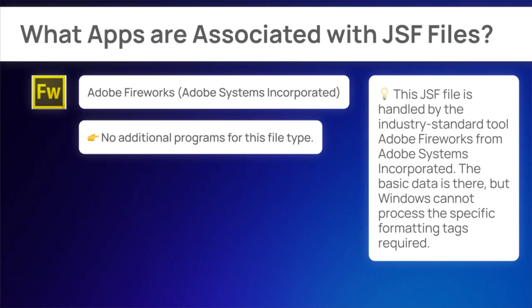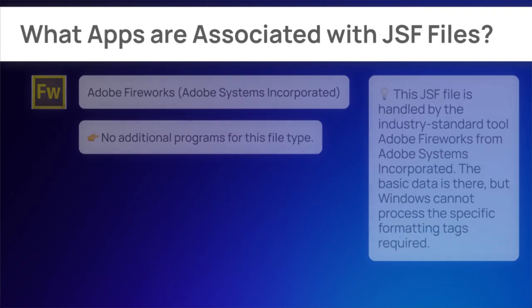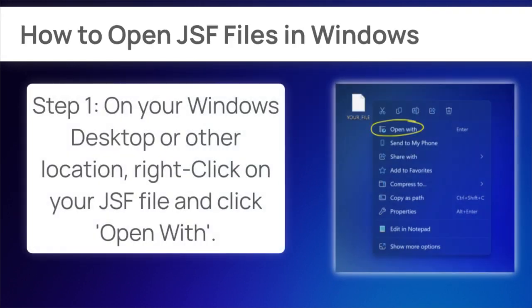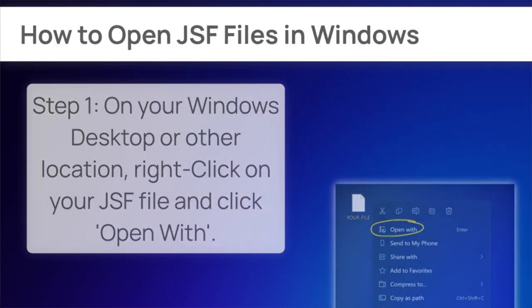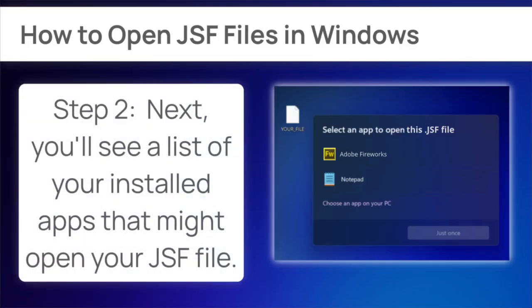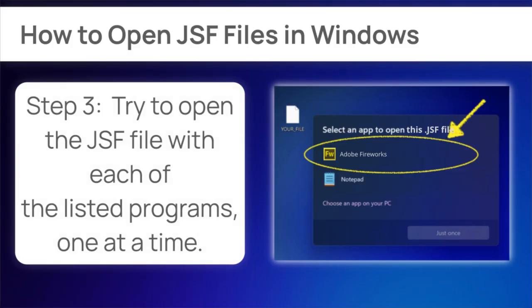The operating system generally only reads the file's header information, not its full content. Windows does not convert script code into action, so it must be run through suitable software. Let's verify the file's compatibility against known readers. Right-click the JSF file and select Open with. Test Adobe Fireworks if it appears. If not, choose another program. Different software handles the JSF format uniquely.